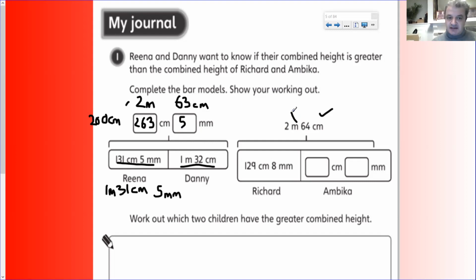What is this in centimeters? So I want this answer in the same units as this. Okay, 2 meters, 200 centimeters, and I'm adding it to this 64 centimeters here. So I end up with 264 centimeters.